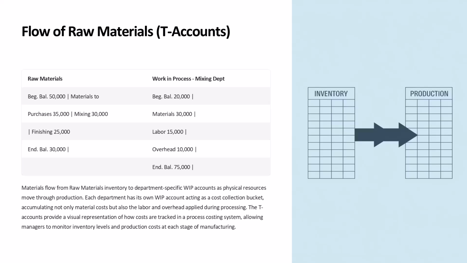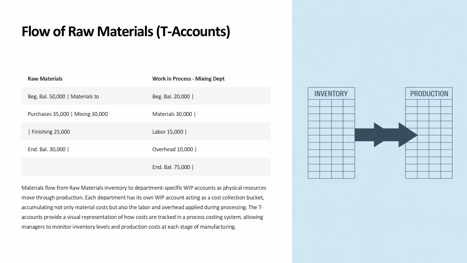Raw materials inventory gets credited as materials flow out, while work in process accounts for specific departments get debited as materials flow in. Think of department-specific WIP accounts as financial buckets collecting costs. The mixing department WIP account, the cooking department WIP account, the packaging department WIP account. Materials requisition forms serve as the documentation trail, not identifying jobs, but specifying departments and quantities.